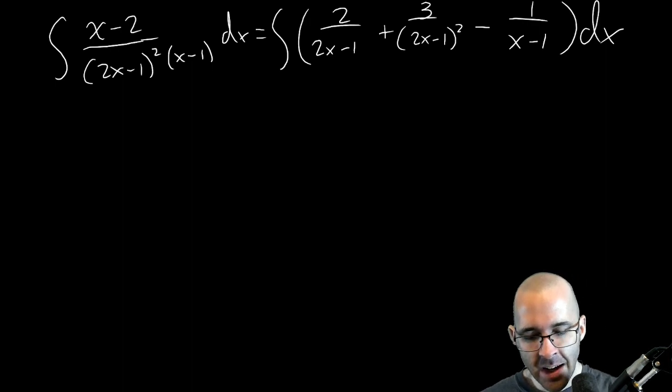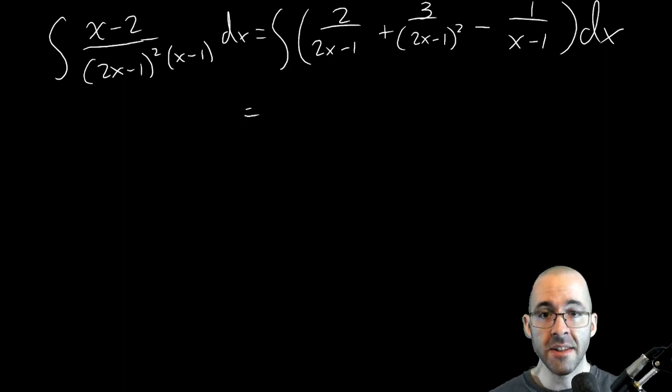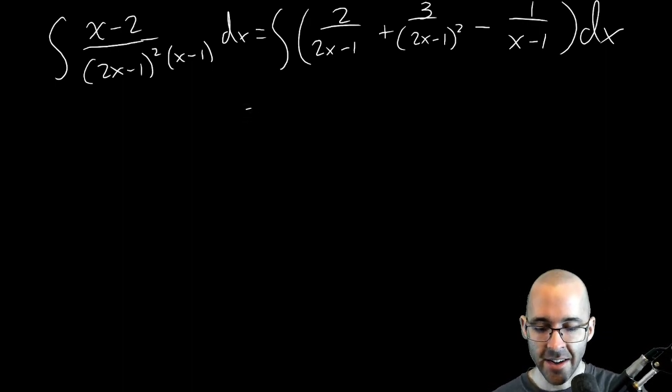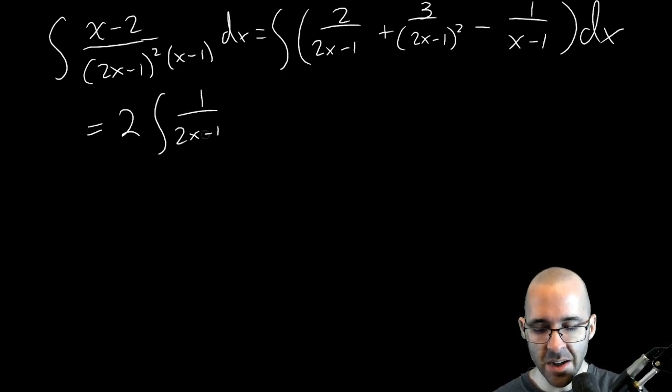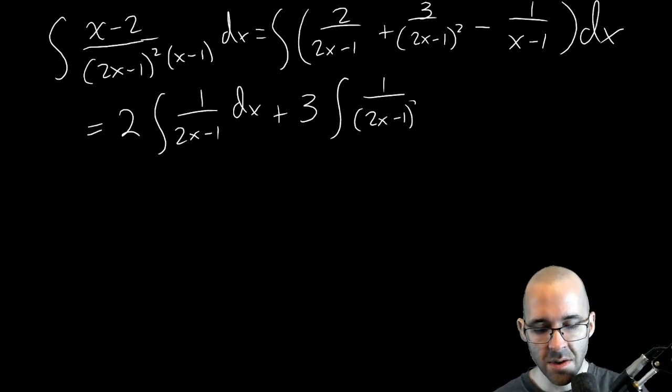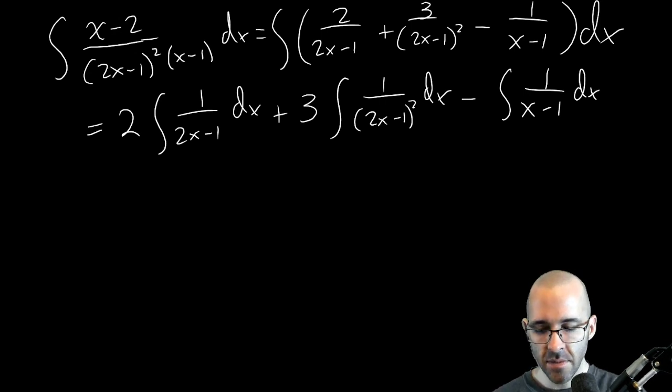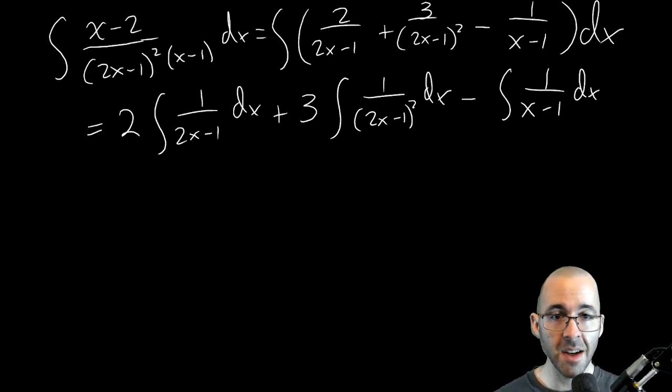Let's go. All right, so this first integral, let's be very careful here. I want to show good habits. This is going to be 2 times the integral of 1 over 2x minus 1 dx, plus 3 times the integral of 1 over 2x minus 1 squared dx, minus the integral of 1 over x minus 1 dx. So 3 u substitutions.